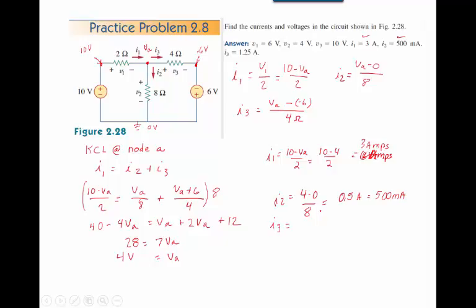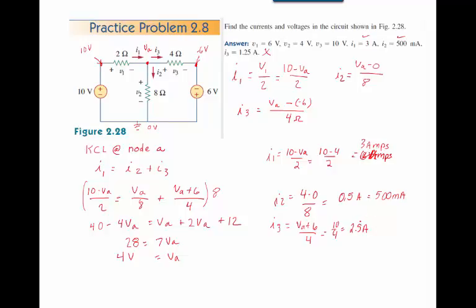I3 is VA plus 6 from my relationship over 4, which is 10 over 4, which is 2.5 amps. And your textbook has it wrong, and I marked it wrong in my notes. Yes, your textbook has it wrong. So I3 was actually 2.5. Right? 4 plus 6 is 10, divided by 4 is 2.5.